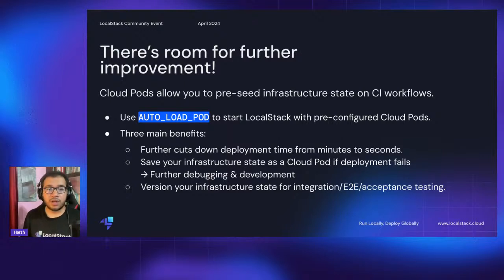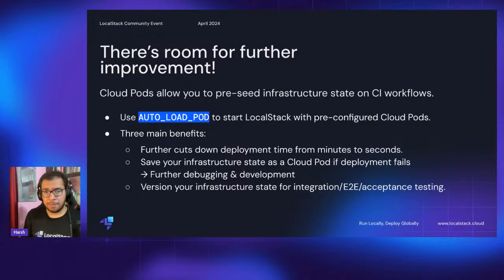In this case, you can use one configuration variable called auto-load pod that starts your LocalStack with pre-configured cloud pods. I am using a slightly different option. I'm using an additional GitHub Action plugin for this particular scenario because I just want to have control over which cloud pods I really want to load and things like that.